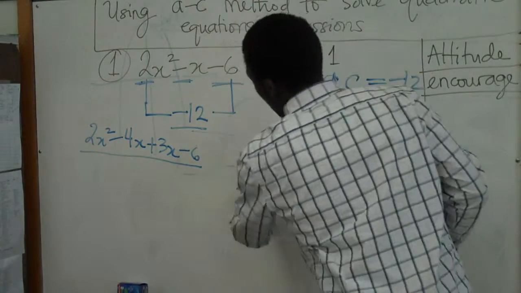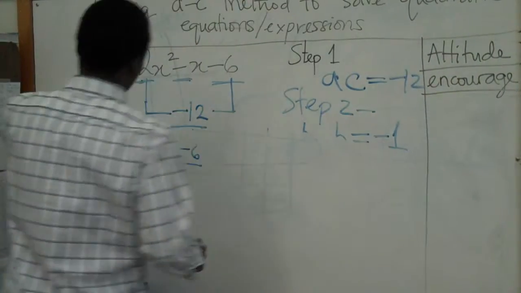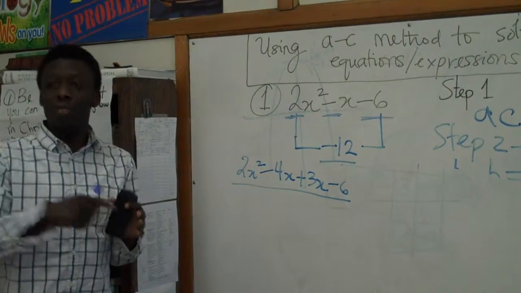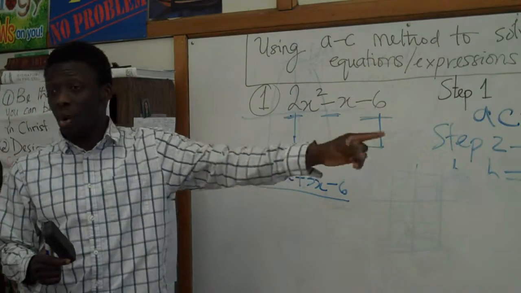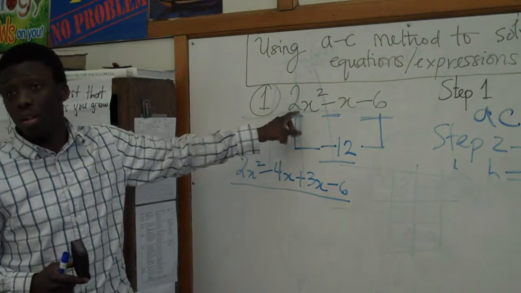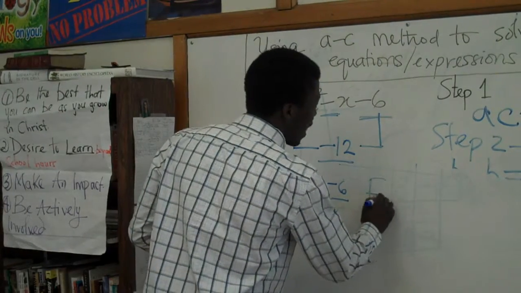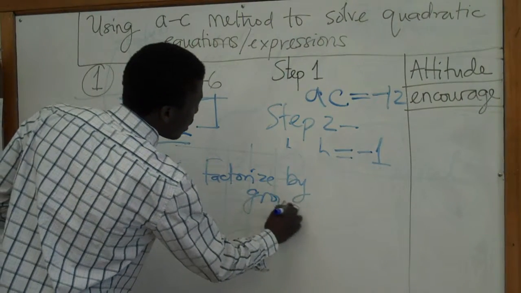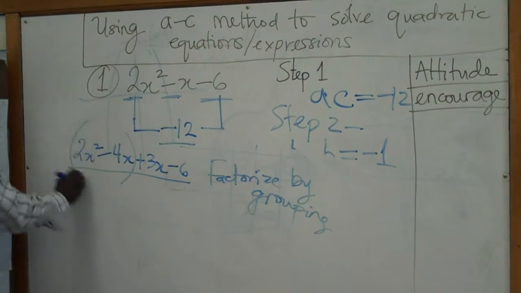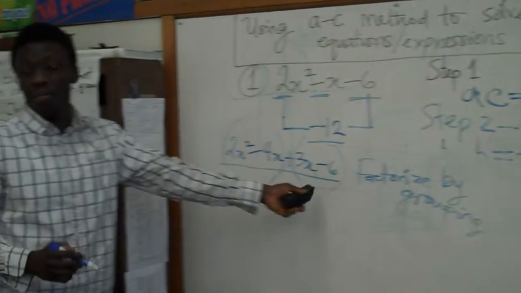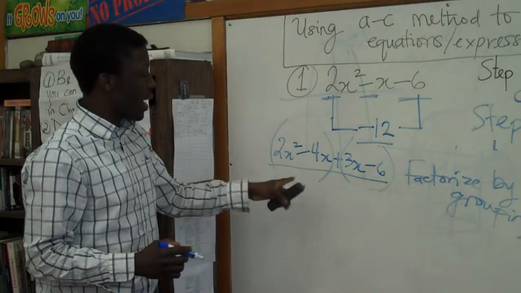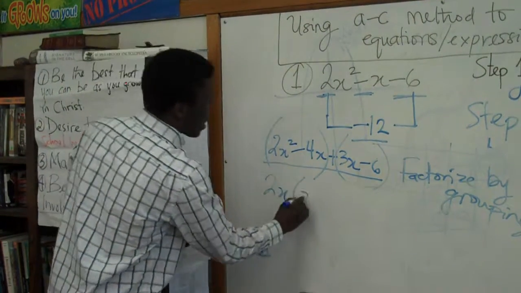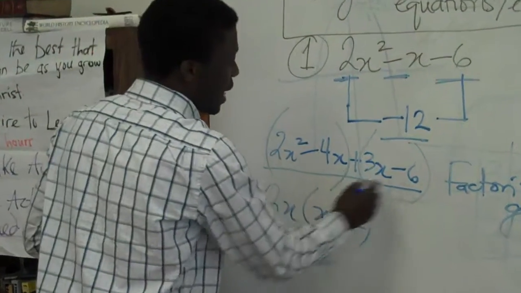After we write our new expression, 2x squared minus 4x plus 3x minus 6, we then factorize by grouping. That's the difference between solving a quadratic expression with a as 1 and a as a number greater than 1. And so in this case, we factorize by grouping, which simply means we take out what is common from the first two and from the second two terms. 2x squared minus 4x, what's common is 2x. So we write 2x, and then we open our bracket and we write what is left.